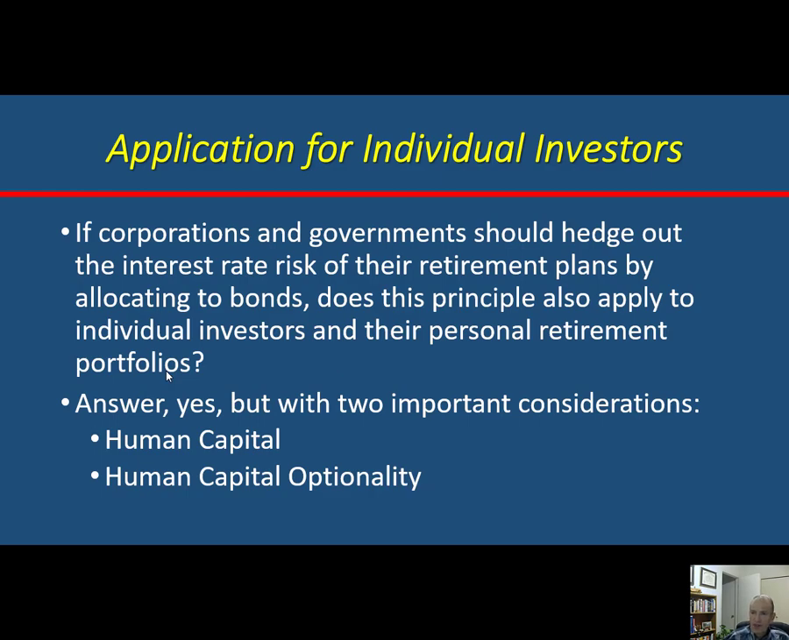So corporations should hedge out the interest rate risk of the retirement plans by allocating to bonds. Am I recommending that that applies to individuals? It applies, but there's one big missing component corporations do not have that individuals have, and that are really just two: human capital and human capital optionality. Corporations do not have human capital as an asset.